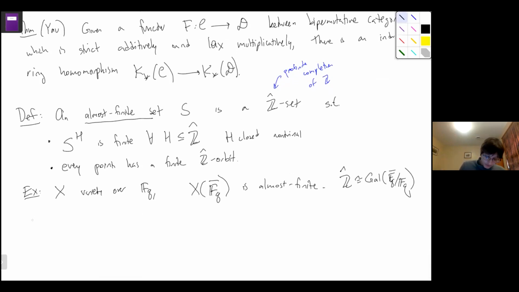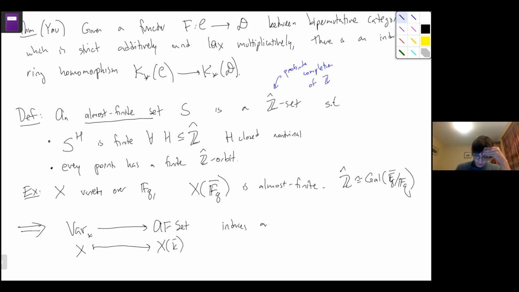And so what you get, just by checking whatever K-theoretic structure you're trying to use, is that if you take the functor from varieties to almost finite sets, given by X maps to X of K bar, this induces a ring homomorphism from the K-theory of varieties to the K-theory of almost finite sets.